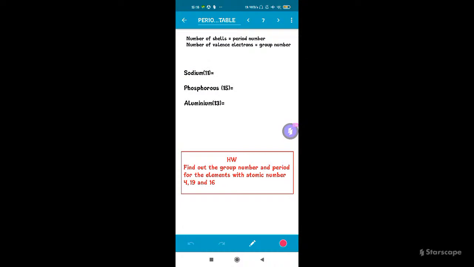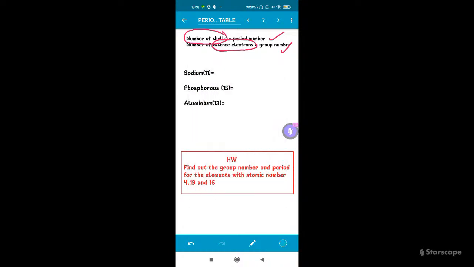Next, we are going to see another very important thing related to the periodic table, which gives us a lot of marks in the board exams also. How is the period number and the group number linked to the number of shells and the valence electrons? So if we know the number of shells in an atom, we can say its period number, and if we know the number of valence electrons in an atom, we can say its group number. So let us do it. Let us do some questions and let us try to understand.